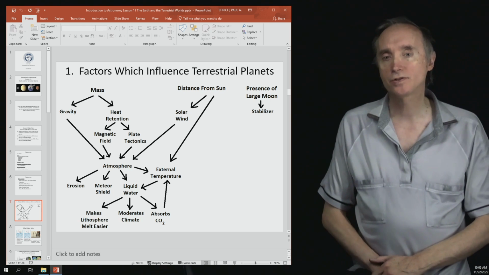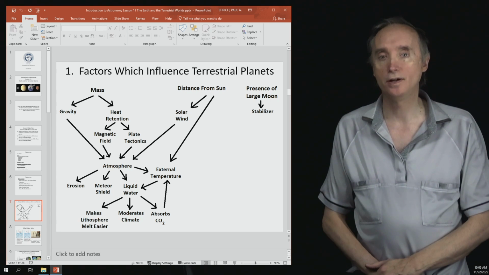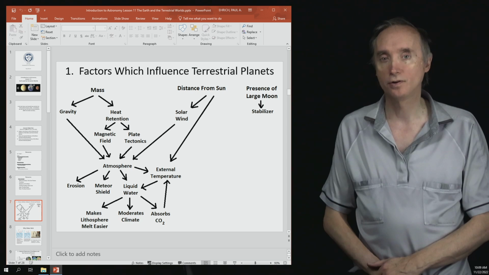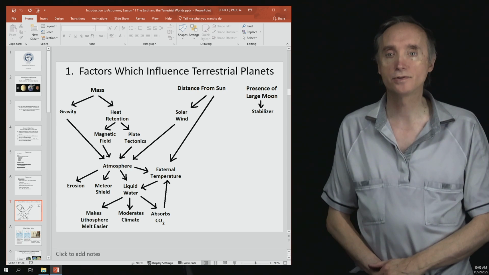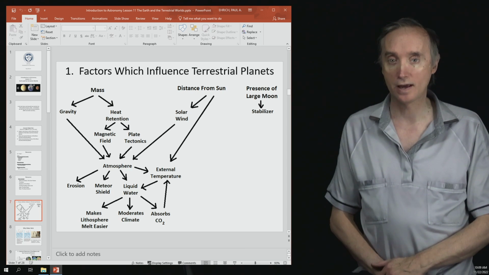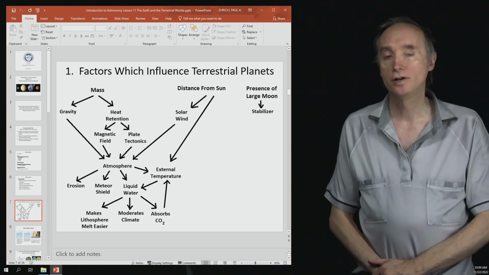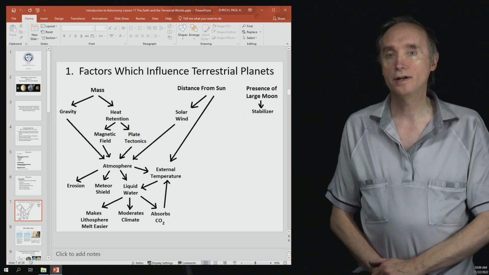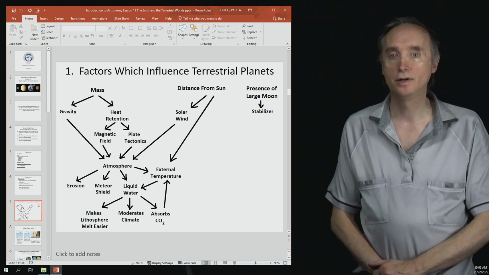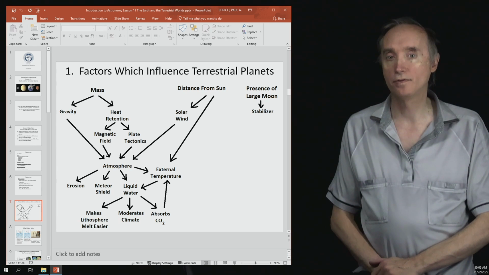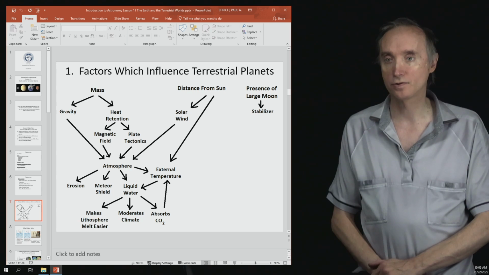Okay, the mass of a planet influences its gravity. The larger a planet is, the more gravity it's going to have. Now what difference does that make? A planet that has a large amount of gravity is going to be able to hold on to a thicker atmosphere. The less gravity a planet has, the thinner the atmosphere is going to be.